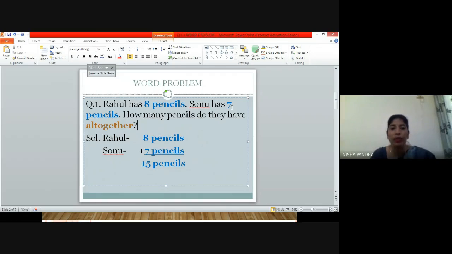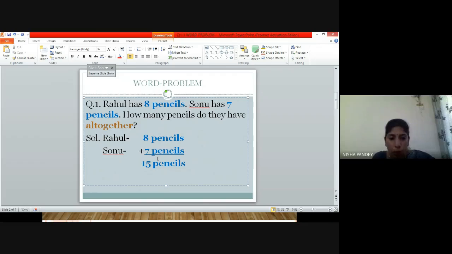How we will do this word problem is very important, children. I have given an example, right? We write the name Rahul like this, and how many pencils does Rahul have? 8 pencils, we'll write in front of Rahul. Now Sonu, how many does Sonu have? We'll write the name Sonu here and put a dash. He has 7 pencils. Now we will put a plus sign here, right?